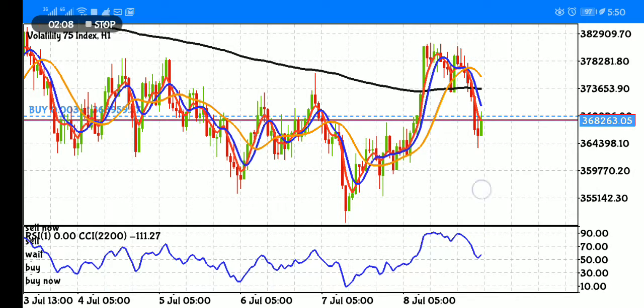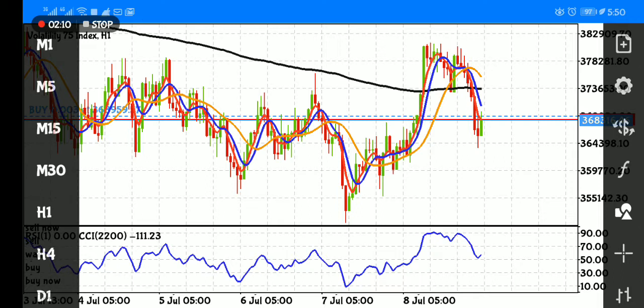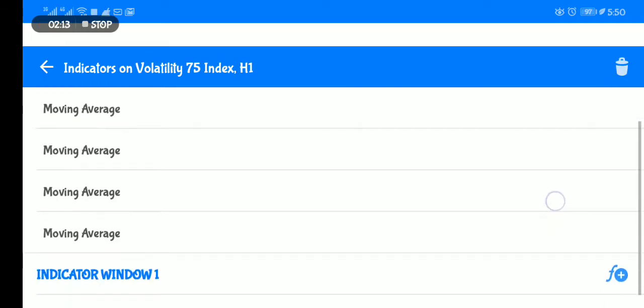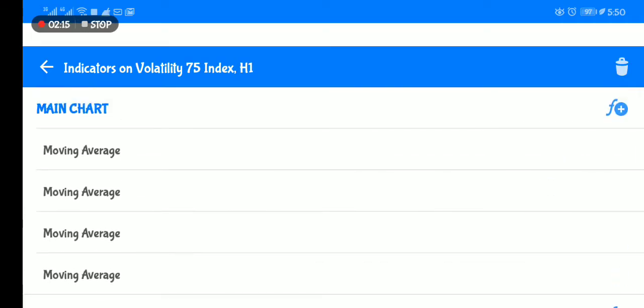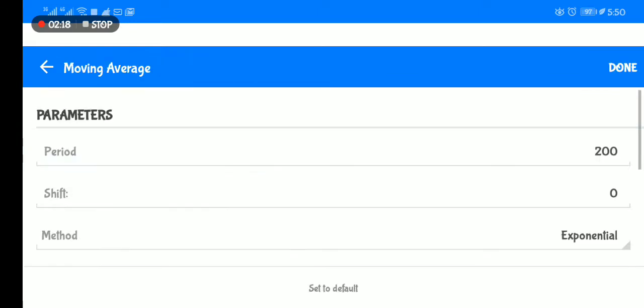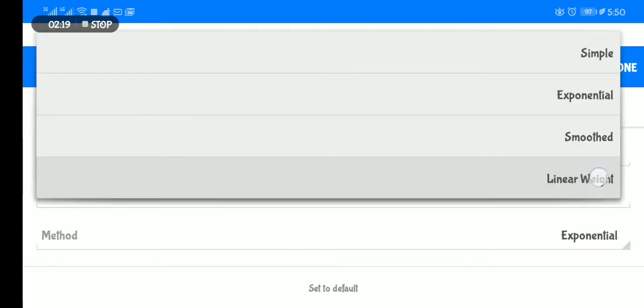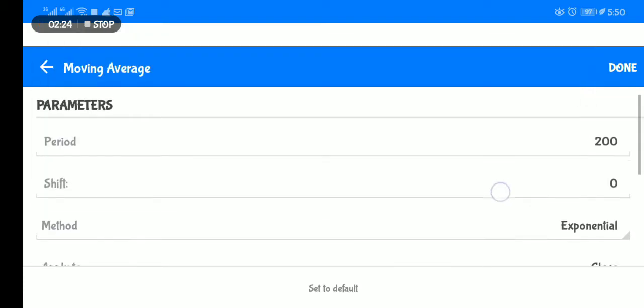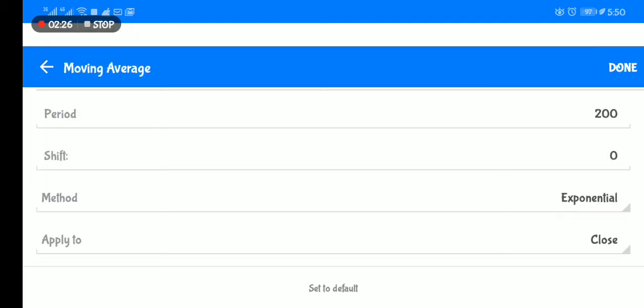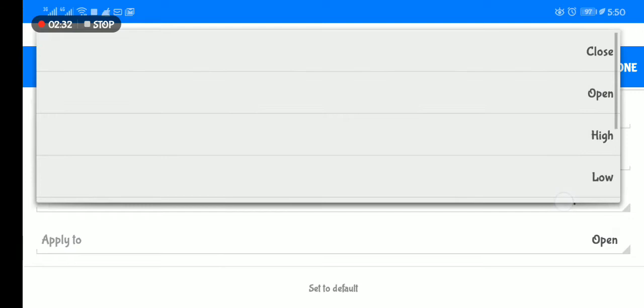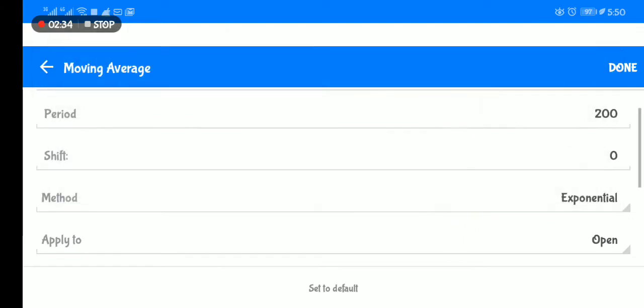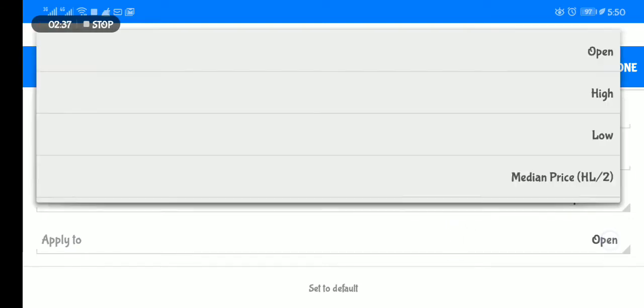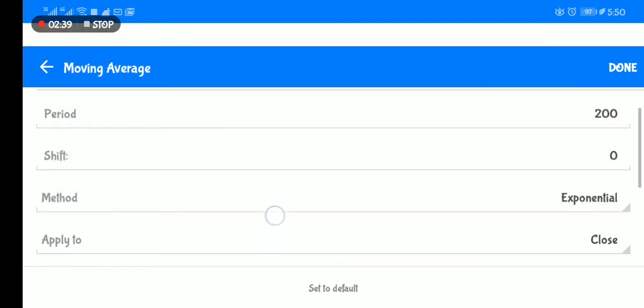So to apply this on your chart, you just click on the F. Okay, then here you have your moving average. So this is 200. Sorry, this is supposed to be exponential. So you have 200 period. The method is exponential. Apply to close.